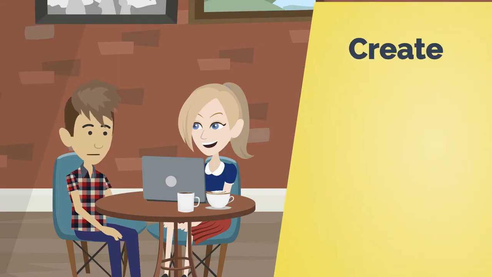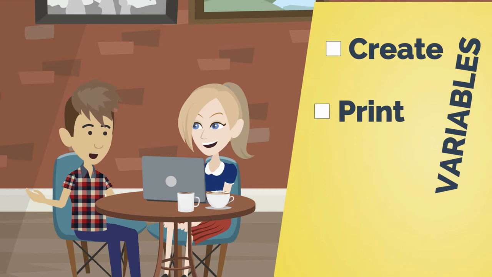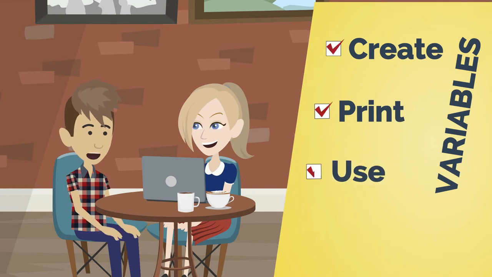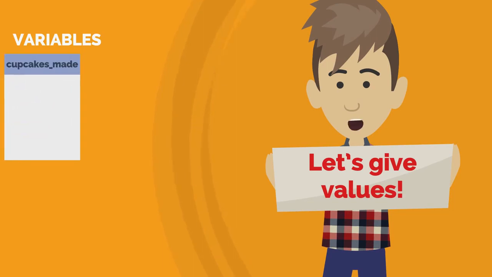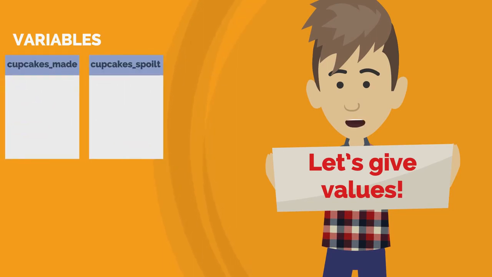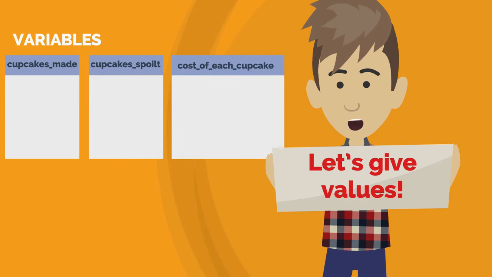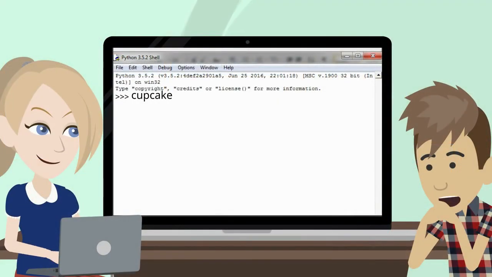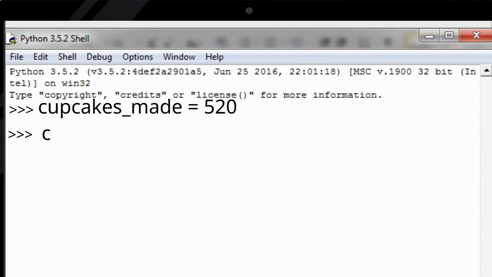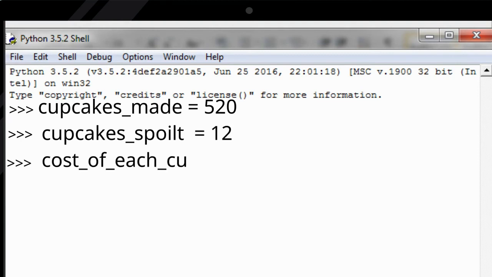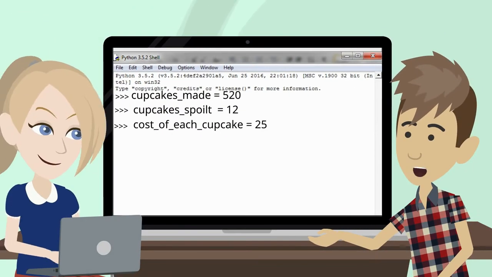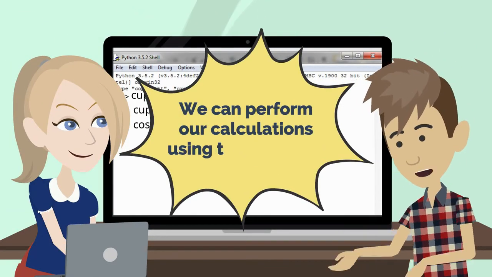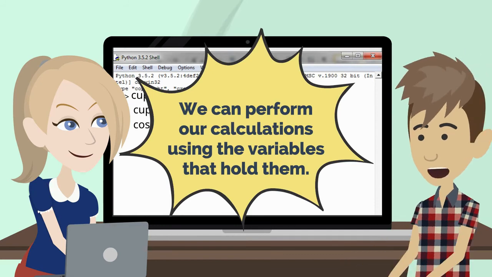So you know how to create and print variable names. Let's see how to use them. Let's give values to each of our variables: Cupcakes Made, Cupcakes Spoiled, and cost of each cupcake. Enter the following. Now, instead of using numbers, we can perform our calculations using the variables that hold them.